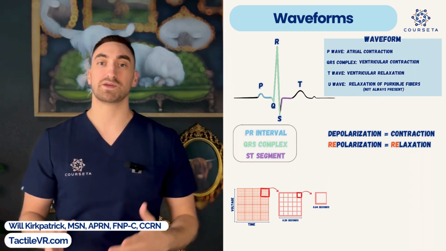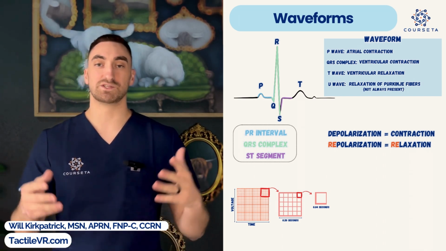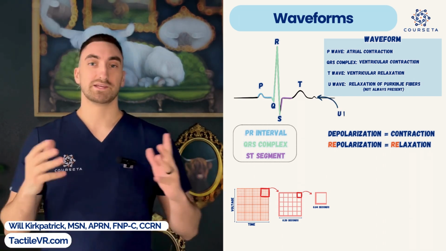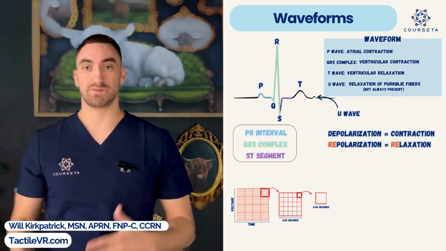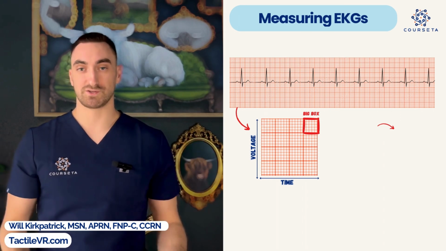Now you may see something called a U wave. This is not very prominent most of the time, but you may see it in certain cases, which a U wave would look like this. All right, so we know about the electrical conduction system and what the EKG rhythms actually mean. Now let's move on to actually how we measure an EKG rhythm.